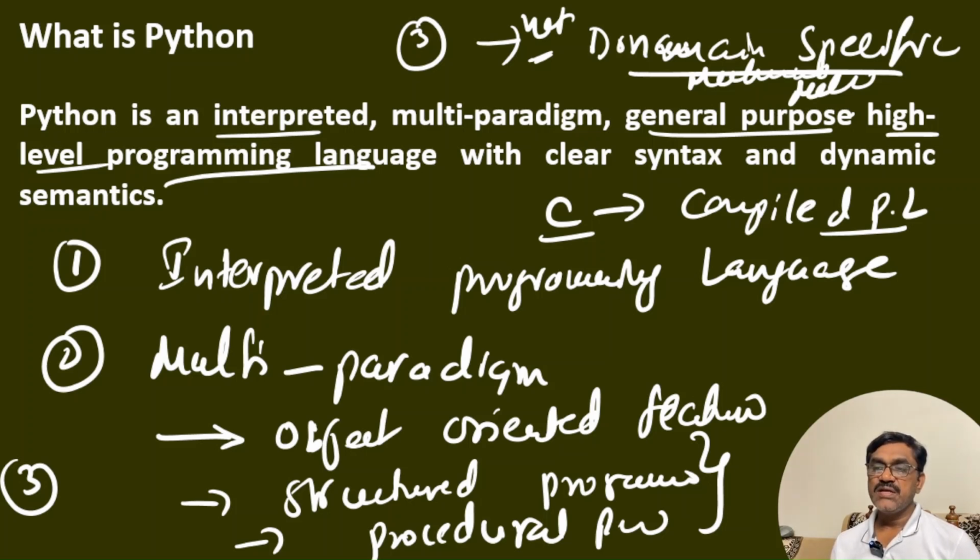Please remember that Python is an interpreted, multi-paradigm, and general purpose high-level programming language with clear syntax and dynamic semantics. Clear syntax means very easy, simple syntax, and it is a dynamically typed programming language. In the coming classes, we will see what is meant by clear syntax and dynamic semantics. With this, we have defined what Python is. Finally, I'm saying that it is an interpreted, multi-paradigm, general-purpose, high-level programming language with simple syntax and dynamic semantics. With this, we are going to close the definition of Python.